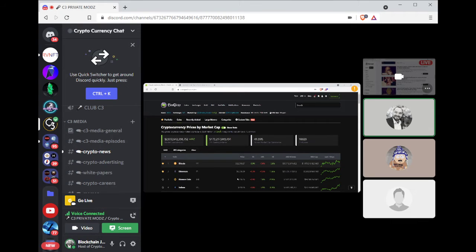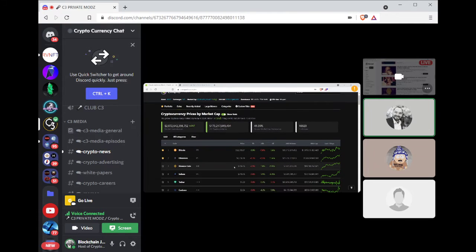Number three, we have Binance Coin, settling at $558.26 with a whopping 7-day gain of 23.9% and a market cap of $94 billion. And number four, we have Solana coming up at number four.